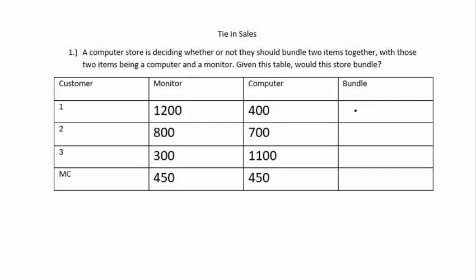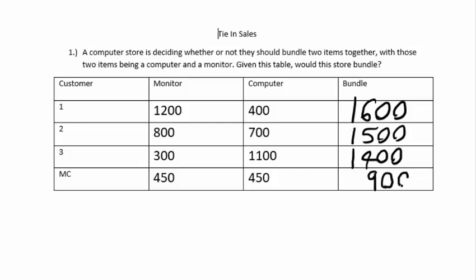So for consumer 1, it's 1,600. For consumer 2, it is 1,500. And for consumer 3, it is 1,400. And then if we get our total marginal cost, we get a marginal cost for the bundle of 900. So by using these values, we can then see what price we want to set for our bundle if we were to bundle, and we can decide if we want to bundle or not.